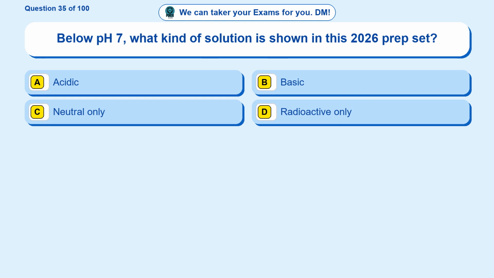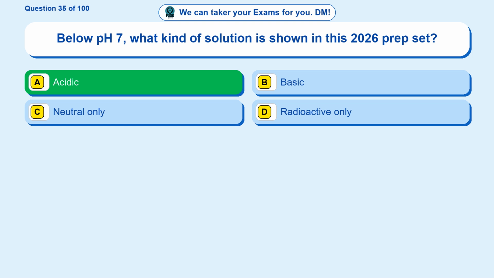Question 35. Below pH 7, what kind of solution is shown in this 2026 prep set? Option A, acidic. Option B, basic. Option C, neutral only. Option D, radioactive only. The correct answer is option A.